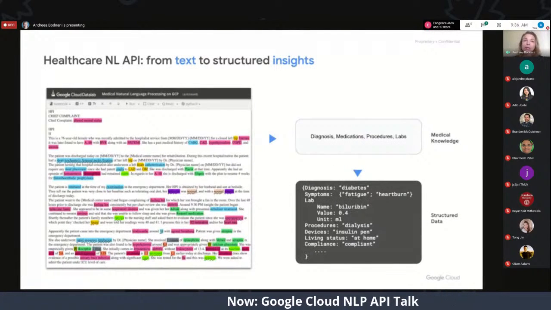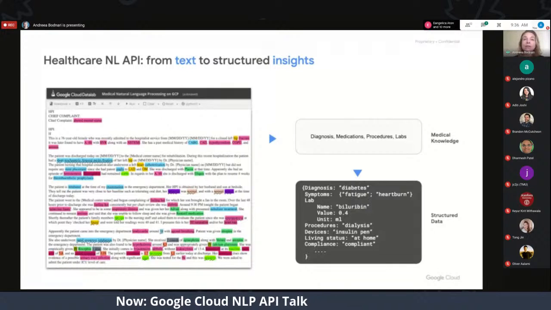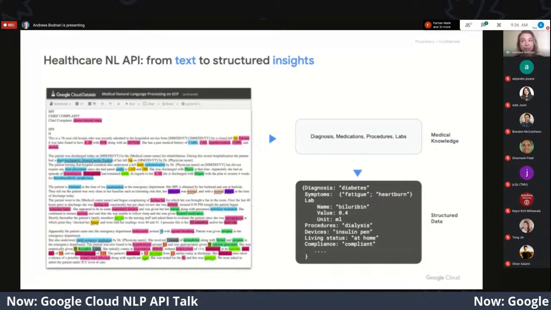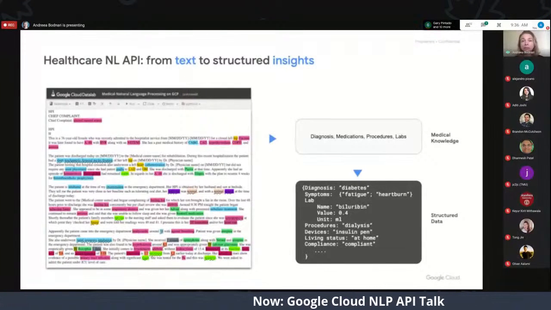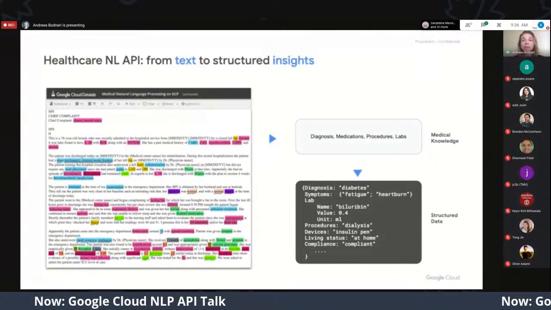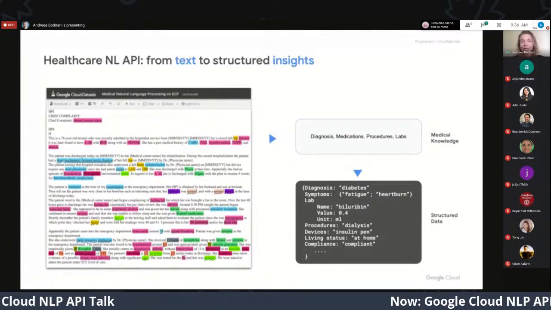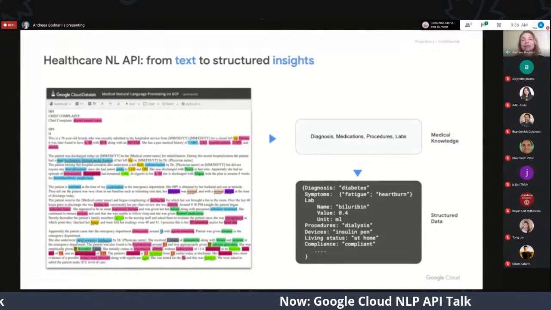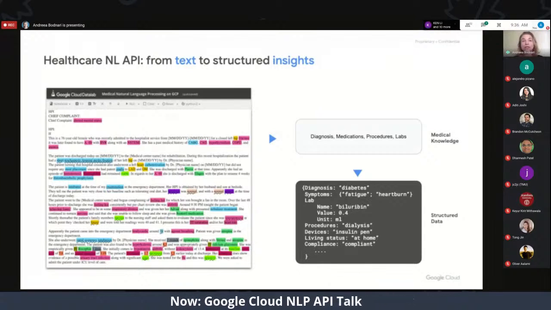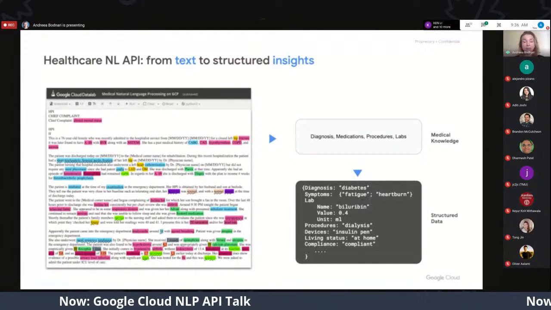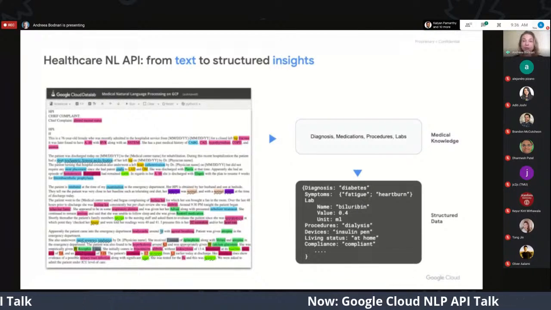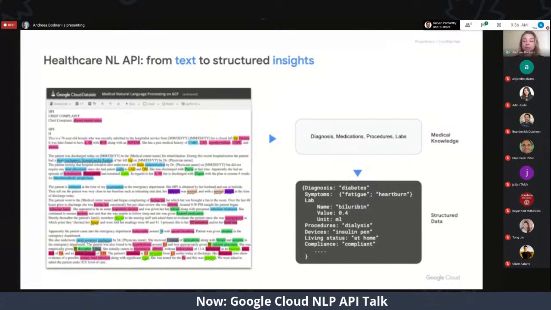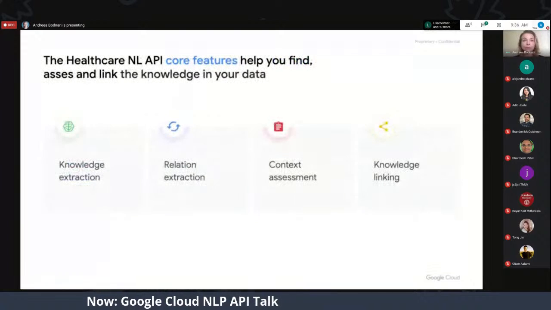And at its core, the Healthcare Natural Language API takes you from text to structured insight. If you were to visualize what this building block generates as output, as a JSON payload, in the payload we structure all of the insight as well as additional characteristics that describe what these insights represent in the bigger ecosystem of medical knowledge.